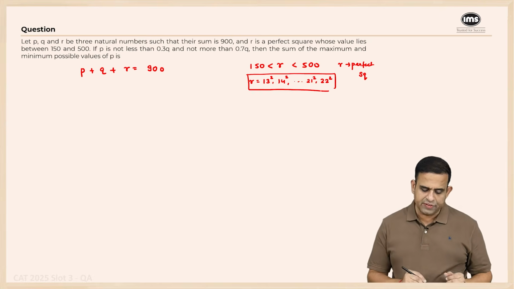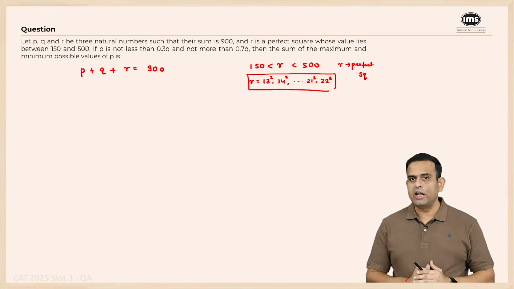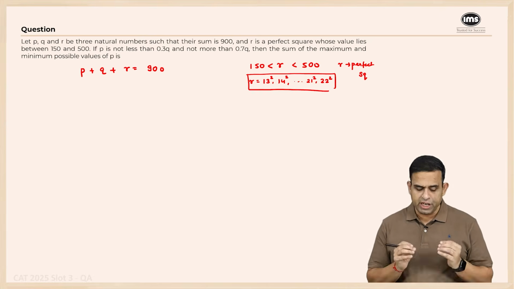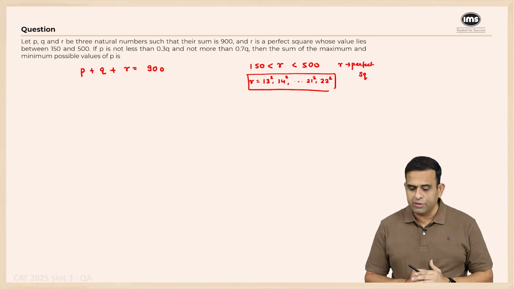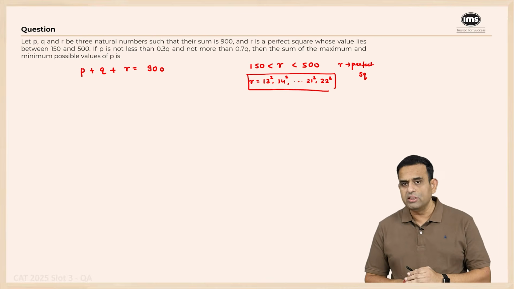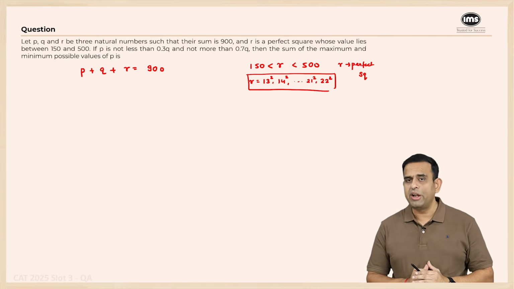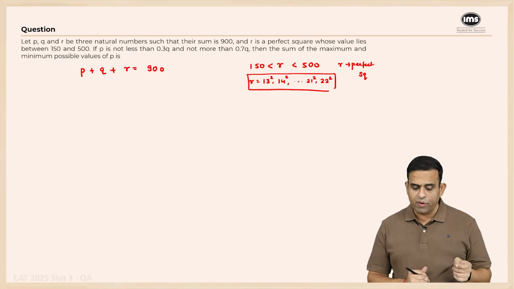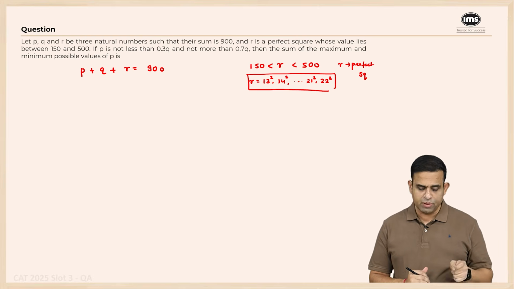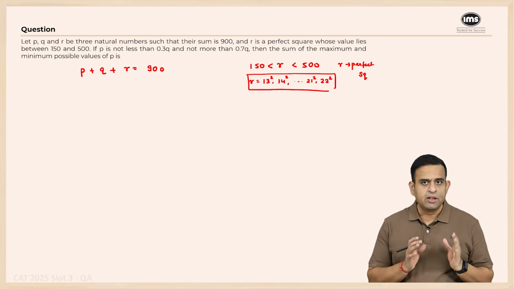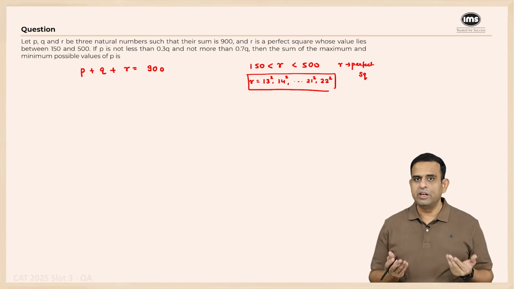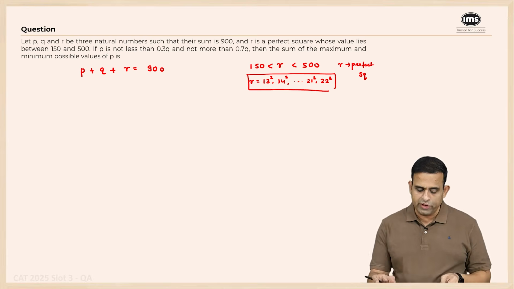What else is given? If p is not less than 0.3q, which means the minimum value of p has to be 0.3q, and not more than 0.7q, the max value of p will be 0.7q, then the sum of the maximum and minimum possible value of p is how much? A very tricky question. Even for a Theta, it's very difficult to solve it over here.